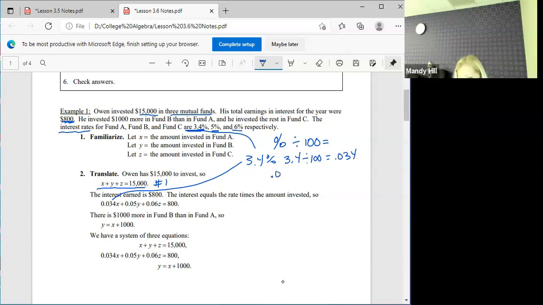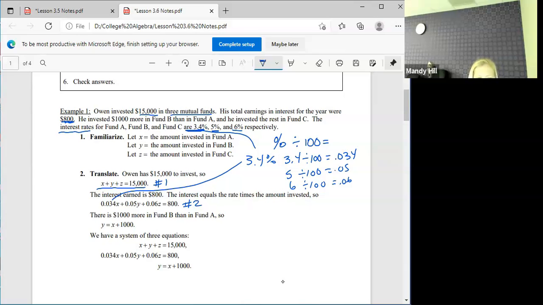Then for the next percent, they did 5 divided by 100 and got 0.05. The last one was 6 divided by 100 and they got 0.06. So that's how we need to have that. You're going to want to put them in decimals because you're not going to be able to type in percents on your graphing calculator anyway. So we want to change it to decimals. This would be our second equation. Anybody have a problem with that one? Okay.